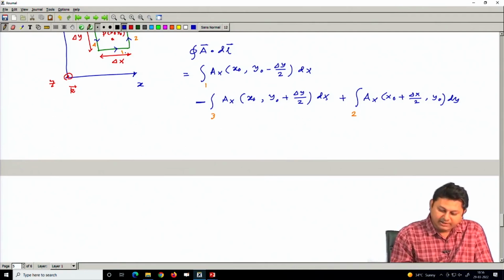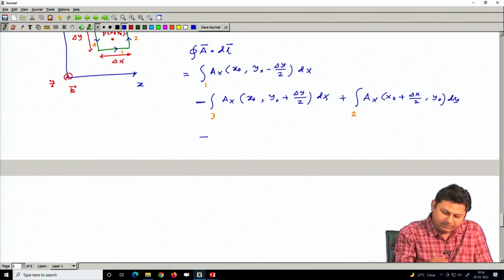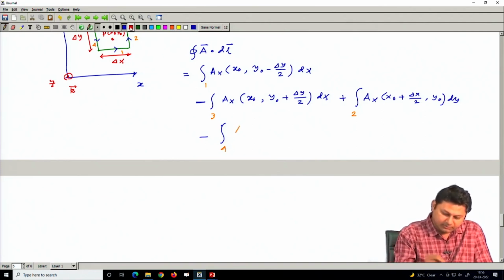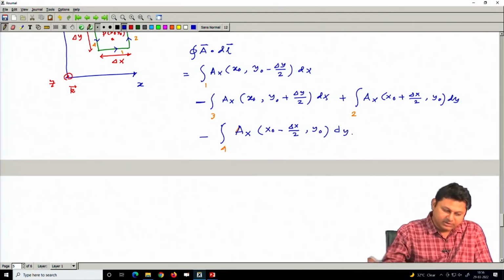This is in the anti-clockwise direction. So, I am moving in this direction. The other direction, if I consider, there will be a negative sign, and that integral, for the 4th line, will be A y, x0 minus delta x divided by 2, y0, and again the changing parameter is dy.